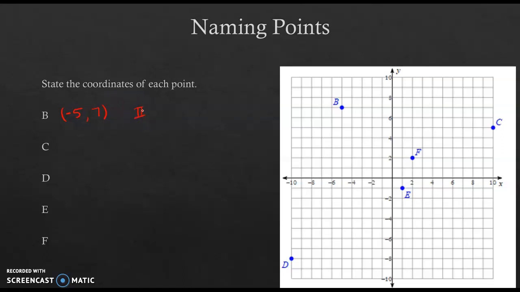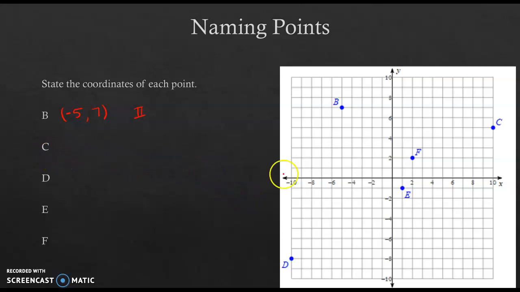And you're not going to have to give a point and say what quadrant it's in, but I want you to hear those quadrants over and over so that you understand the quadrants as well as where we find points.